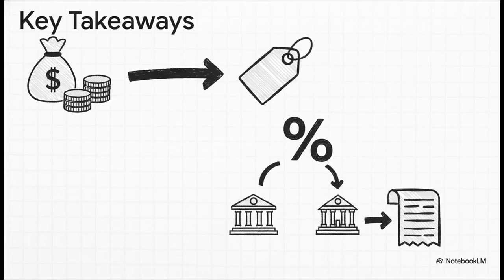Remember, you start with the cost, you add the profit, and that gives you the selling price. And this is the big one. GST is always calculated on that selling price, not the original cost. And when a sale happens inside one state, that GST gets split right down the middle between CGST and SGST. The final price you pay is simply the selling price plus all those taxes.